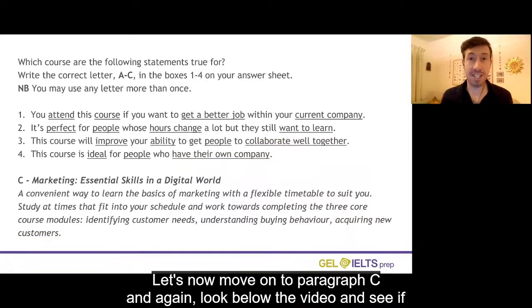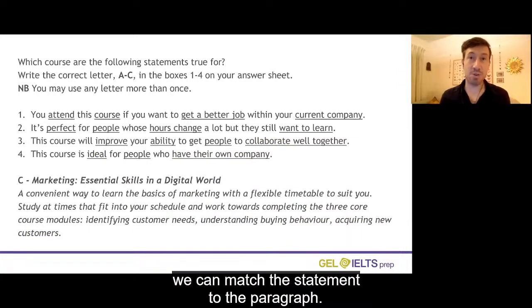Let's now move on to paragraph C. And again, look below the video and see if you can match the statement to the paragraph.